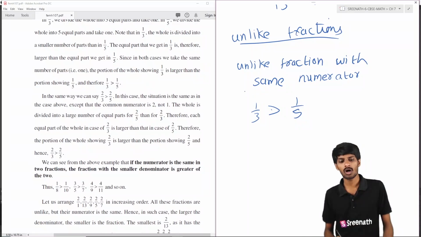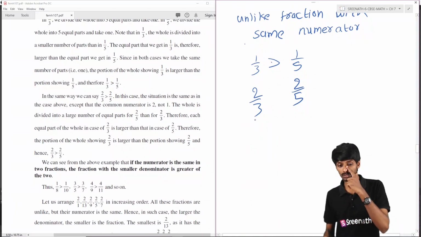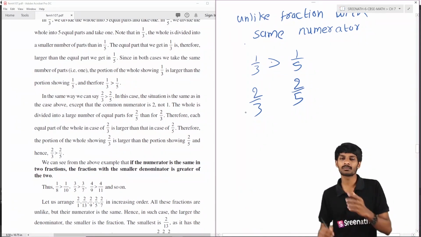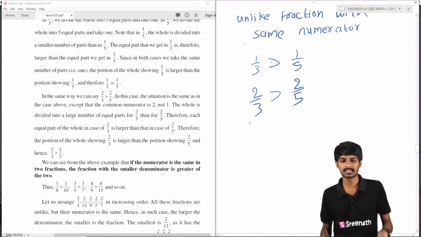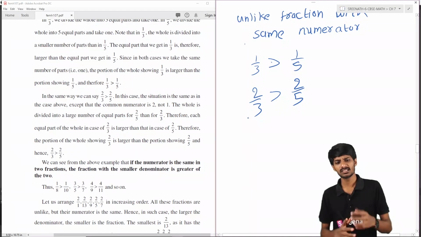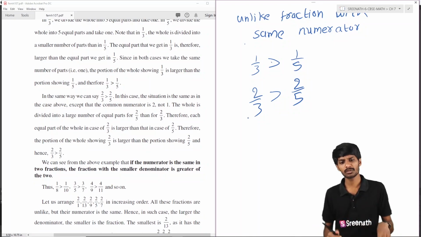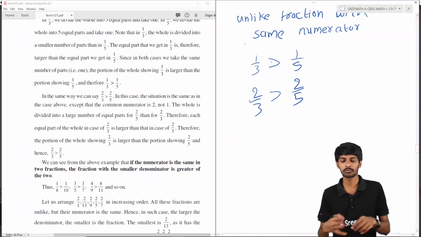But if you want to know how we can do it, again there is an example. Suppose 2/3 and 2/4, which is greater? Numerator is the same. If you represent the situation pictorially, the 2/3 part's length is bigger. That's why again that is greater, students. And in this situation, the common numerator is 2, students, not 1.